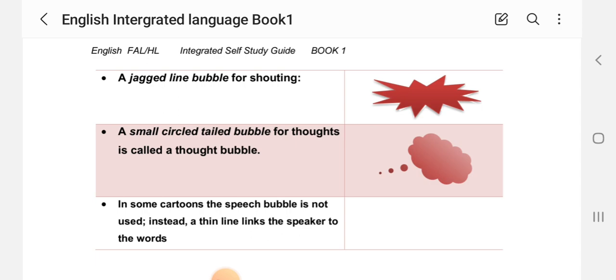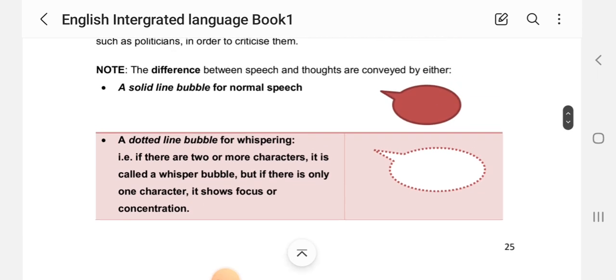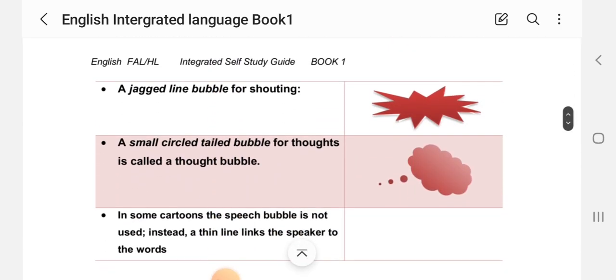Okay, and then a small circled tailed bubble for thoughts is called a thought bubble. So this is a thought bubble. Now the dotted one is for whispering. This one is when a person is talking normally, so you need to know the difference. And this is when a person is shouting and when a person is thinking. So these are the different types of bubbles that you have to know. In some cartoons, the speech bubble is not used. Instead, a thin line links the speaker to the words.